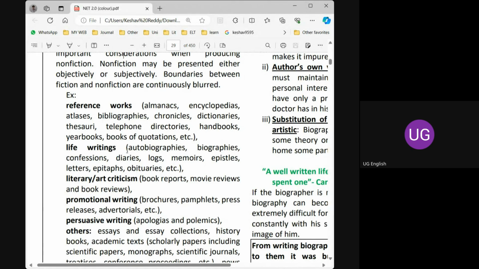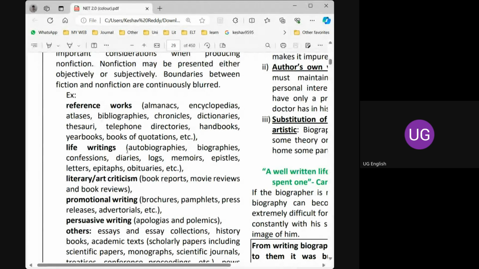And the life writings called autobiographies, biographies, diaries, memoirs, epistles. Epistles are nothing but letters. All these are also called non-fictional writings. And literary criticism works is also a non-fictional writing. Sometimes the critic may include his own perspectives and the society's reaction to that.